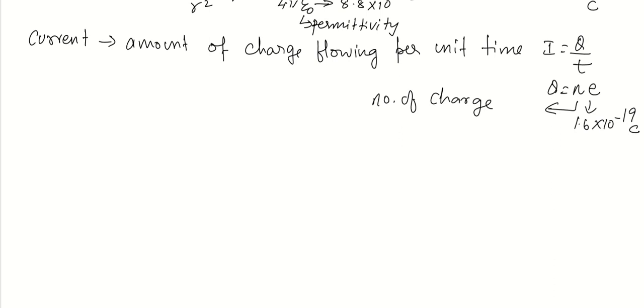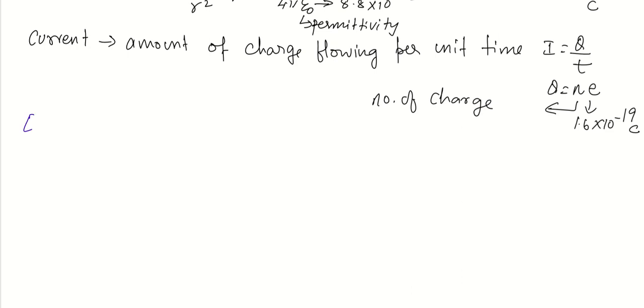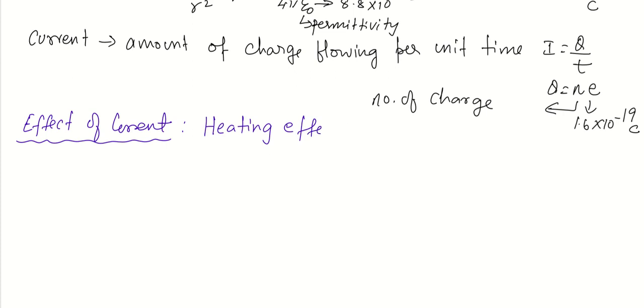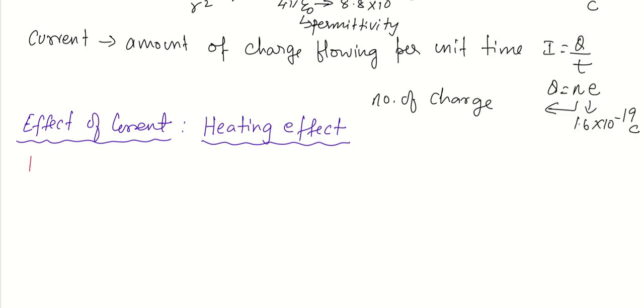Now, once you know what exactly current is, we have to go into the effect of this current. Okay, so we are going to study now the effect of current. There are many effects in this unit, particularly 5.2, and we are going to study about the heating effect. So when we talk about heating effect, we have to understand certain concepts here, and one of the concepts that we need to understand is known as resistance.